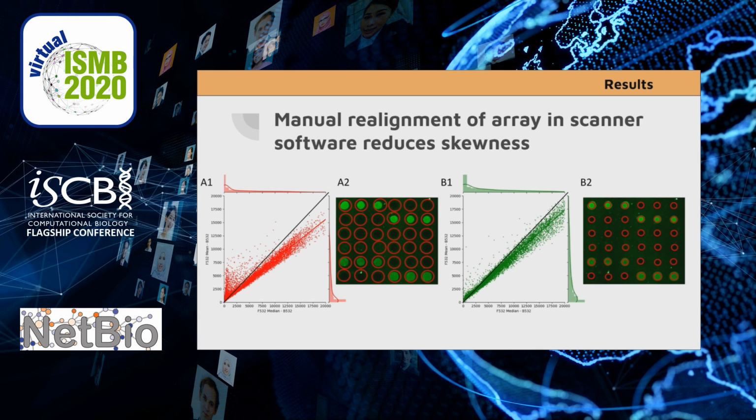So once we've identified these issues, what are the next steps? In the case of the mislabeled pixels, the only correction is manually readjusting the spot size in the microarray imaging software. Realignment of arrays is very effective at removing the fin and skewness effects, bringing the slope of the linear regression closer to 1.